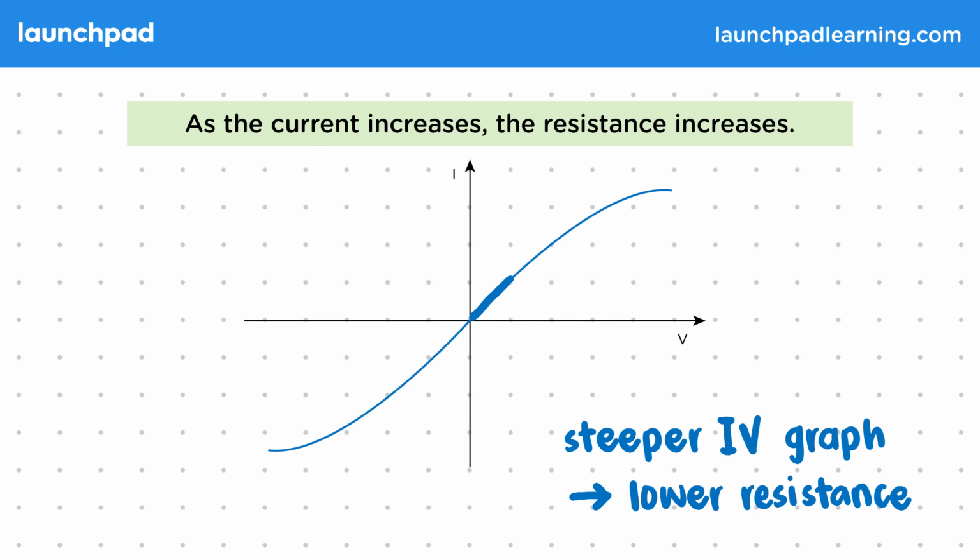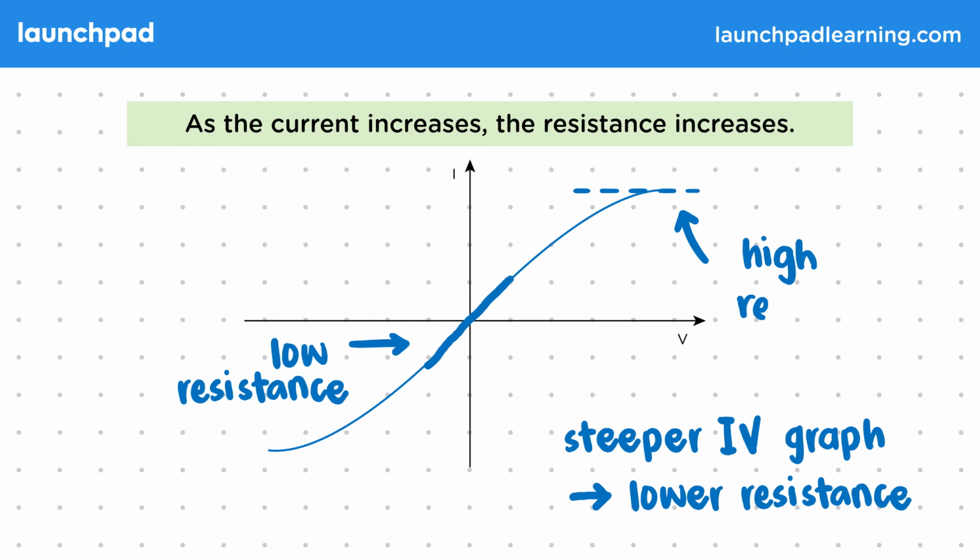For the lamp, we see that near the origin, in other words, where the current is small, we have a relatively steep gradient. So for small currents, the lamp has a low resistance. But at the ends of the graph, where the current and potential difference are high, we see that the graph is nearly horizontal. In other words, it has a very small gradient and so a very high resistance. This means that as we increase the potential difference, we wouldn't see much change in the current.